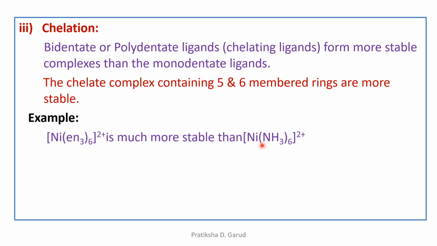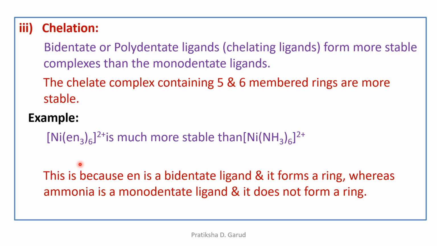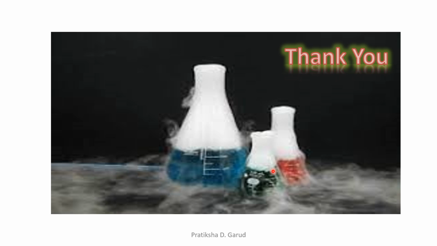[Ni(NH3)6]2+. Why? Because NH3 is a monodentate ligand, whereas ethylene diamine is a bidentate ligand. So this is because en is a bidentate ligand and it forms a ring, whereas ammonia is a monodentate ligand and it does not form a ring. Hence we can see that the complexes formed by using ethylene diamine are more stable than the complexes formed by using ammonia. Thank you. So this is regarding the formation constant or the stability constant.